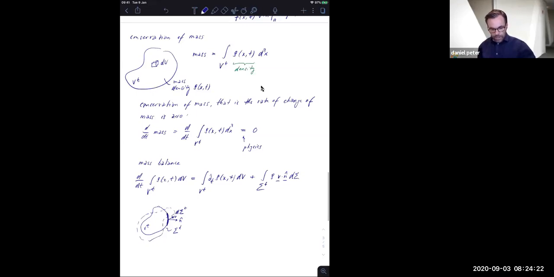So these terms, let's see. The first term is like our fixed volume term, where we look at the change of mass inside this fixed volume that we imagine. And the second term is how much of the quantity moves into our volume of consideration or out, or basically how much of it moves past the surface of the volume. It's like the flux through the surface.